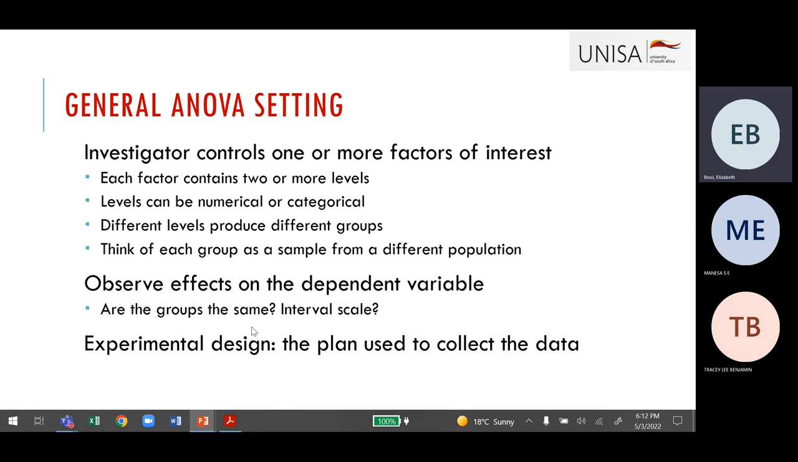So in terms of the ANOVA setting, an investigator in a nutshell wants to control one or more factors of interest. And each factor needs to contain two or more levels, so there should be at least two levels within that.